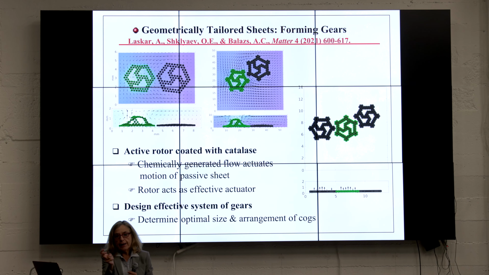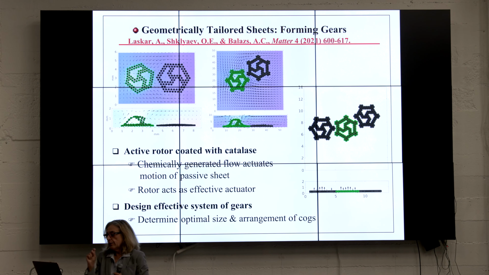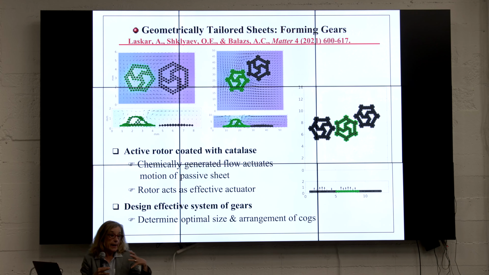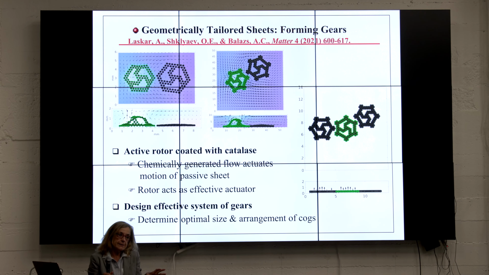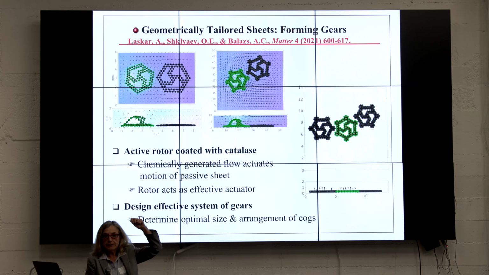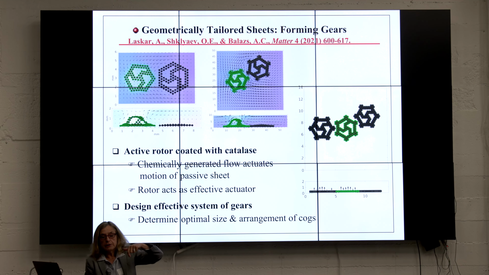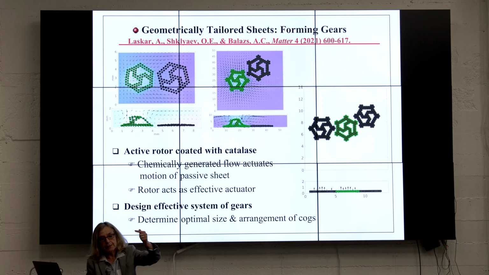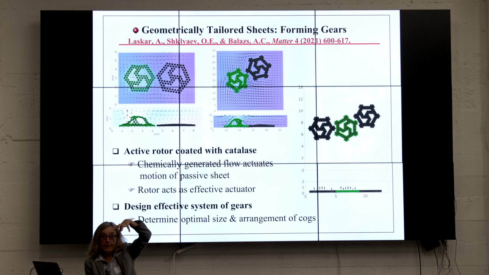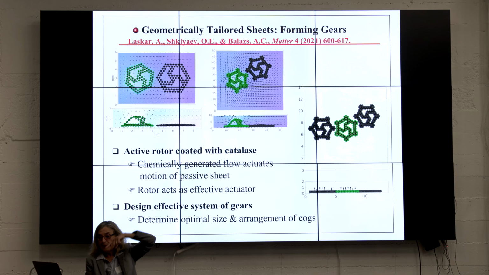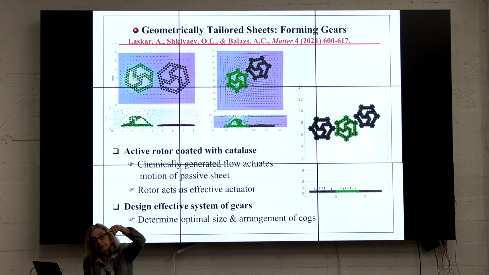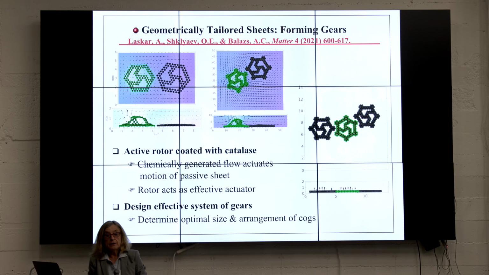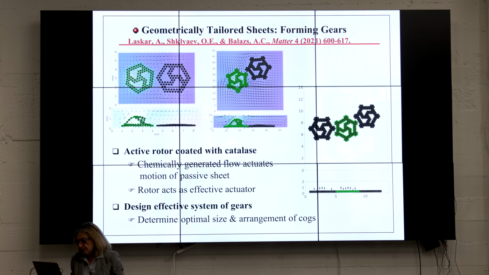And so I cut this sheet, and the green one has catalase, so that's the active one. And the black one has nothing on it. It's purely passive. And now I add hydrogen peroxide to the solution. The hydrogen peroxide interacts with the catalase. It pumps up and rotates. But I put little cogs on it so that it actually moves the passive one as well. So that's the simplest kind of machine you can make: gears.